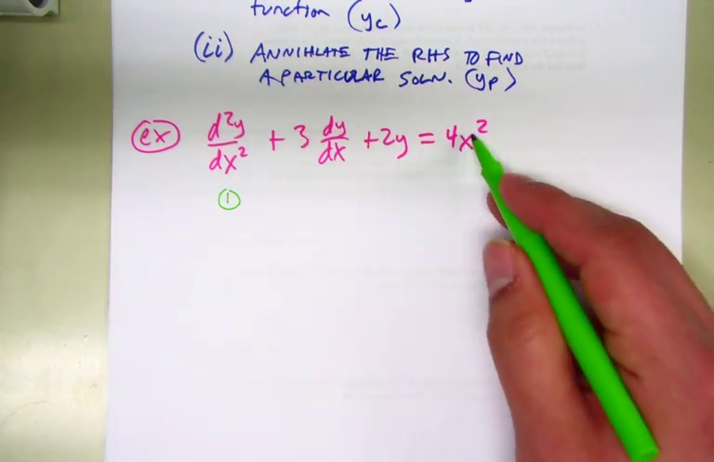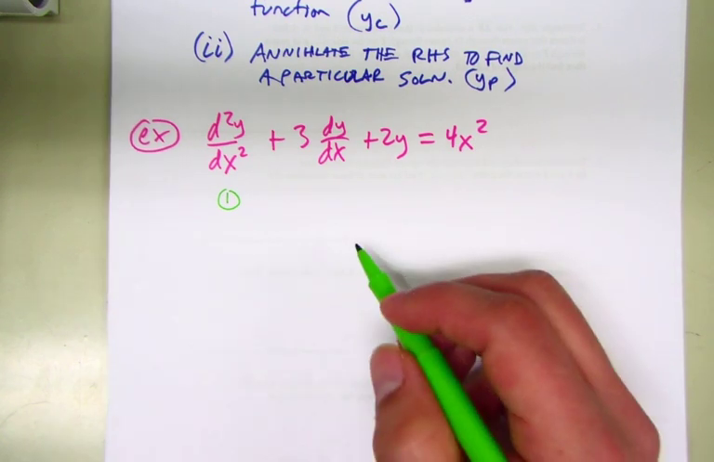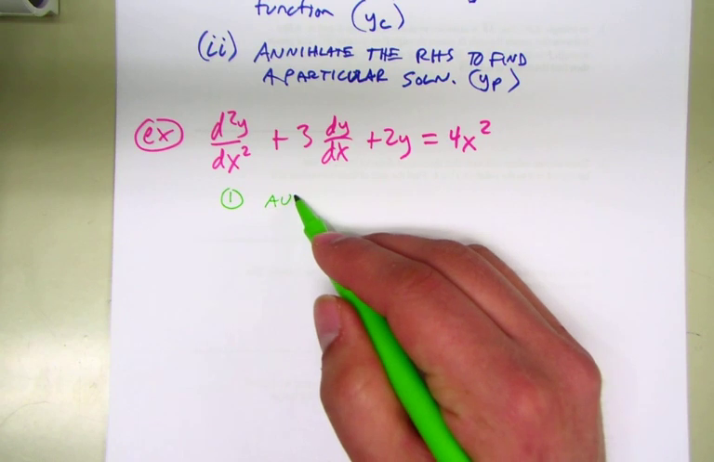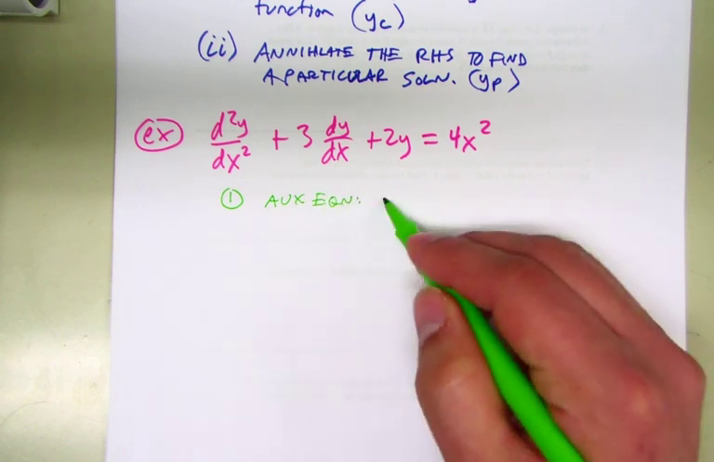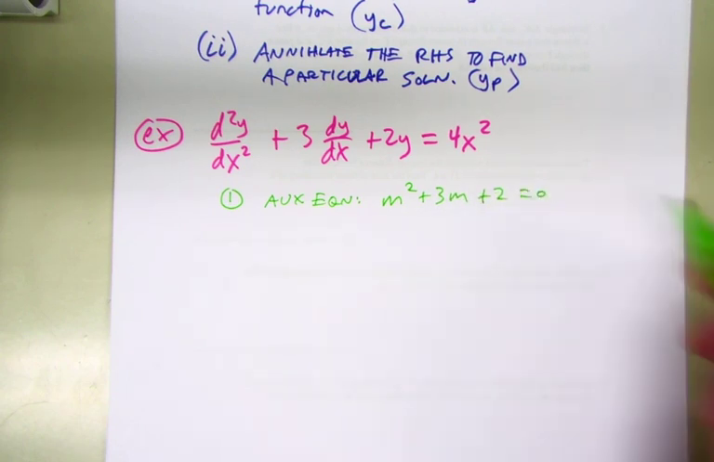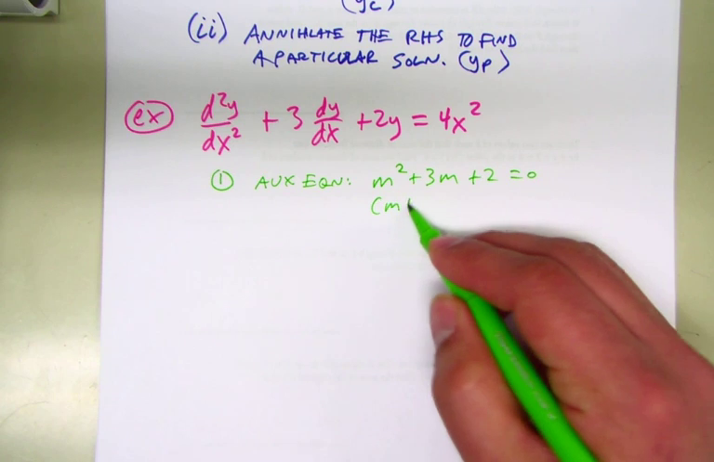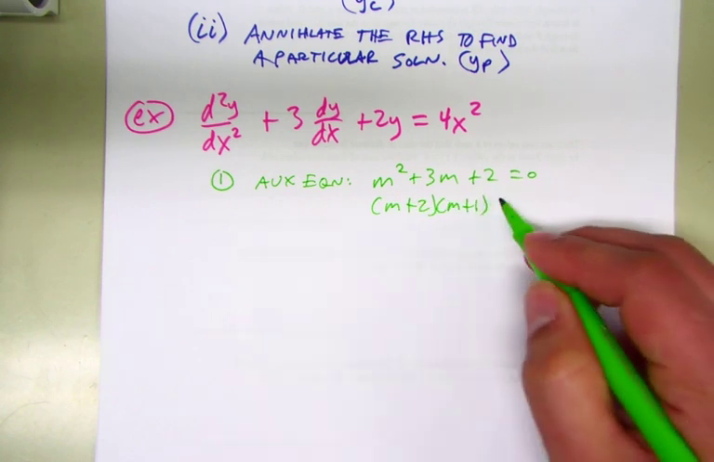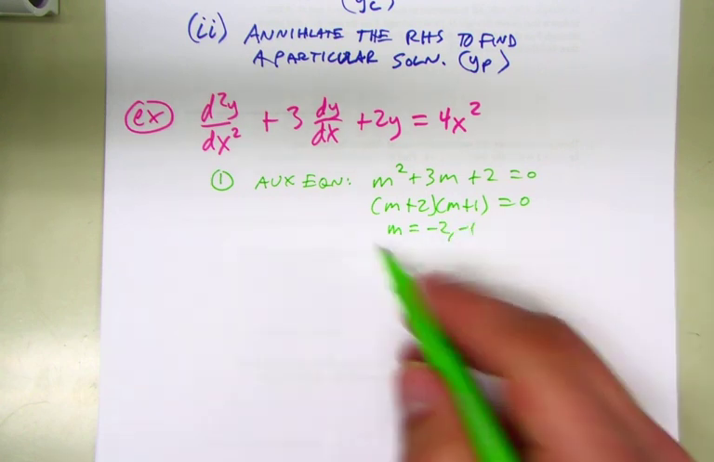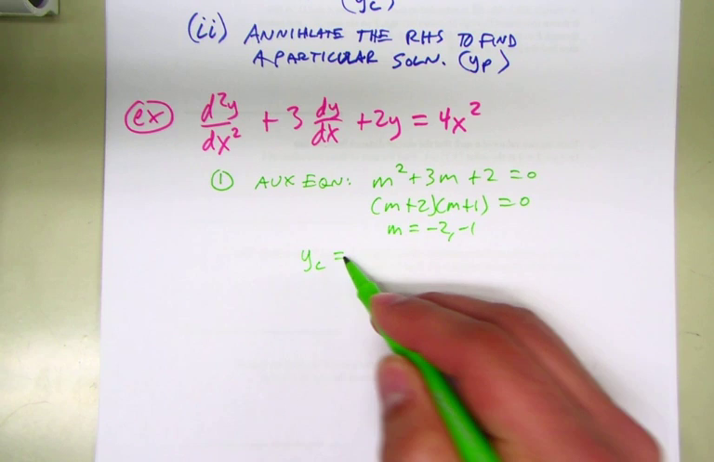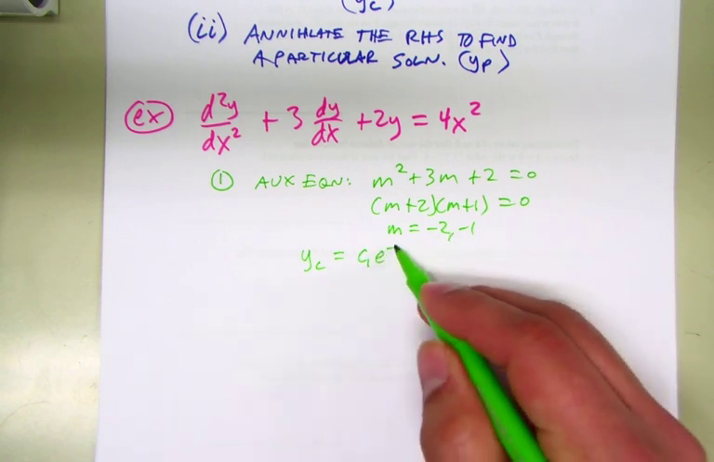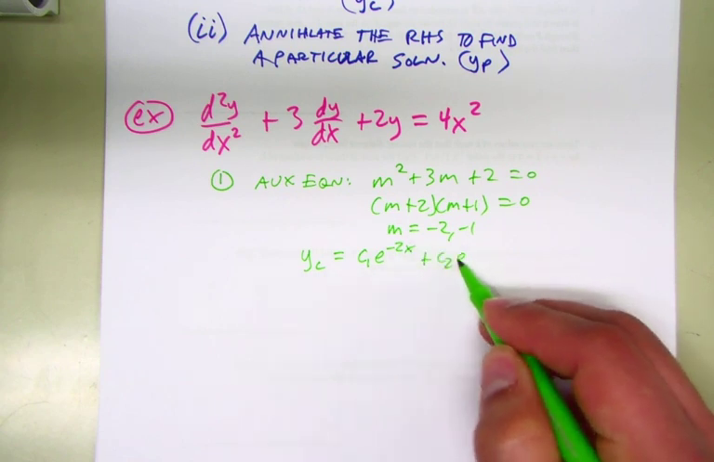So we're just going to pretend like this was equal to 0. And if we look at our differential equation, the auxiliary equation would be m squared plus 3m plus 2. Okay, so we set that equal to 0, factor, so m plus 2 times m plus 1. And now we get our roots, which are negative 2 and negative 1. And from there, we can build the solution for the complementary function. And so using these two roots, we have c1 e to the minus 2x plus c2 e to the minus x.